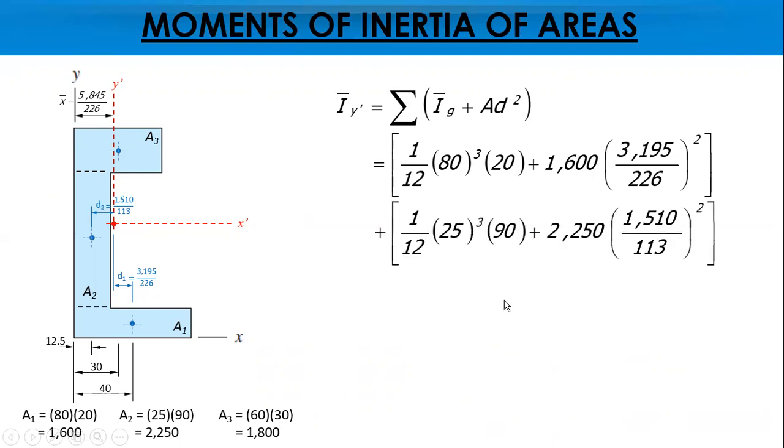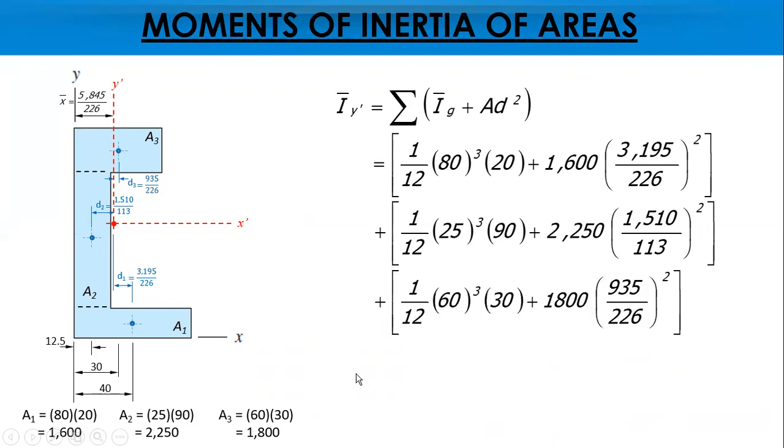And then for element 3, D3. This is equal to 30 minus x bar. Then that is the result. And then you add. It's 2,262,877.03.